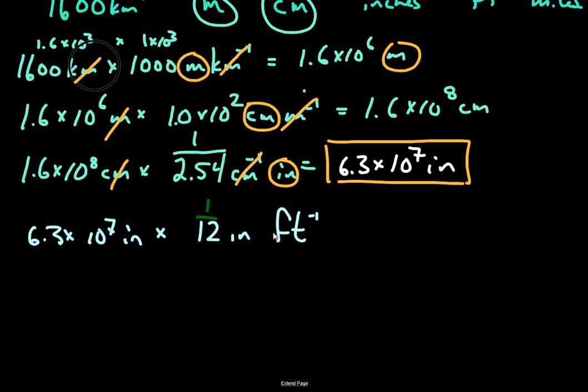What we say is there's 1/12 of a foot per inch. In every inch, you have 1/12 of a foot. That way we'll cancel inches off, and we'll be left in terms of feet. So we're going to divide this value by 12. Now you end up with 5.2 times 10 to the 6 feet.